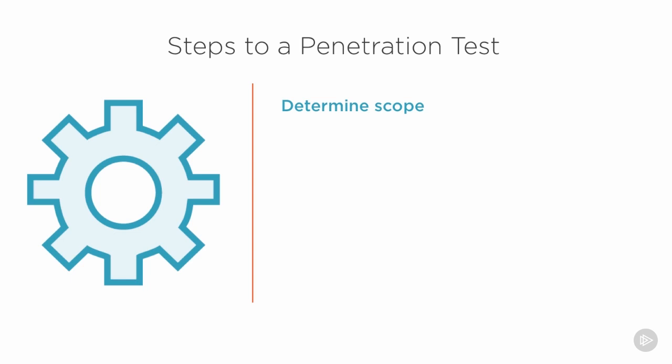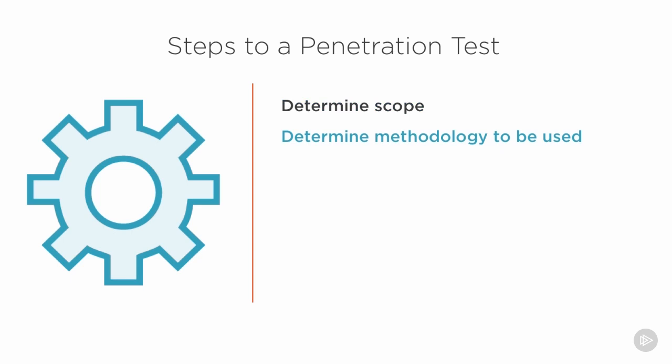And part of that authorization should include the determination of the scope. What are the boundaries? What are we allowed to test and what aren't we allowed to test? What should we do if we do break in? So by determining the scope, we all clearly understand the parameters under which this test will be conducted. You could even call it, if you want, the rules of engagement.